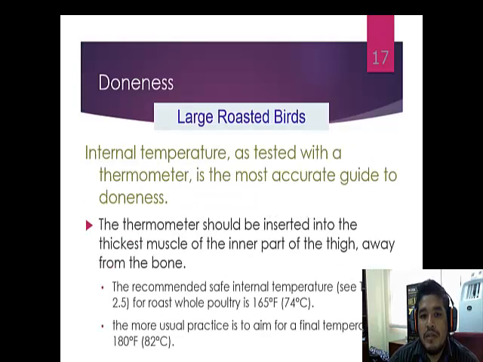For a large roasted bird, the problem is doneness. You have to make sure the internal temperature reaches the optimum temperature, and a thermometer is the most secure guide. The thermometer should be inserted at the thickest part of the thigh, not touching the bone; it should be in the flesh. The safe internal temperature for whole poultry is 74 degrees Celsius, and the more usual practice is to aim for a final temperature of 82 degrees Celsius.